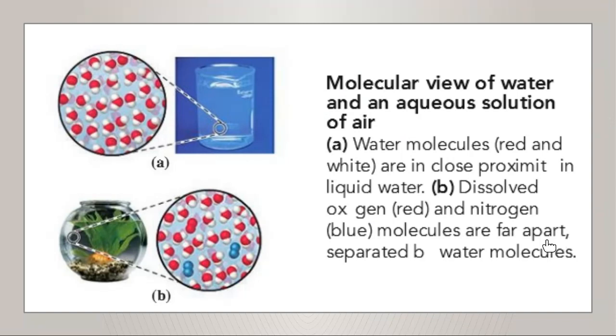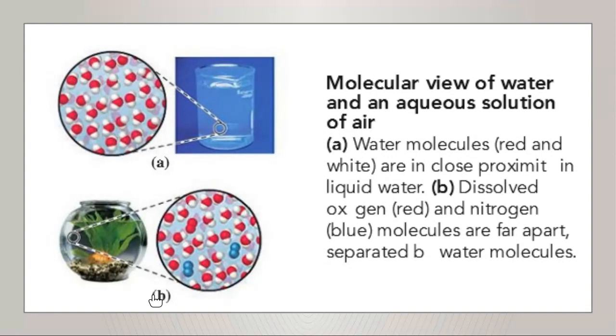Here, the molecular view of water. Here we have the beaker with water, and there is a fish in this water, and the blue ball is the oxygen. And for picture A, water molecules, what are they? These balls, I showed that in the last weeks about the ball colors. For example, the red color is oxygen, and the white color ball is the hydrogen. And water molecules are close together in the liquid water.